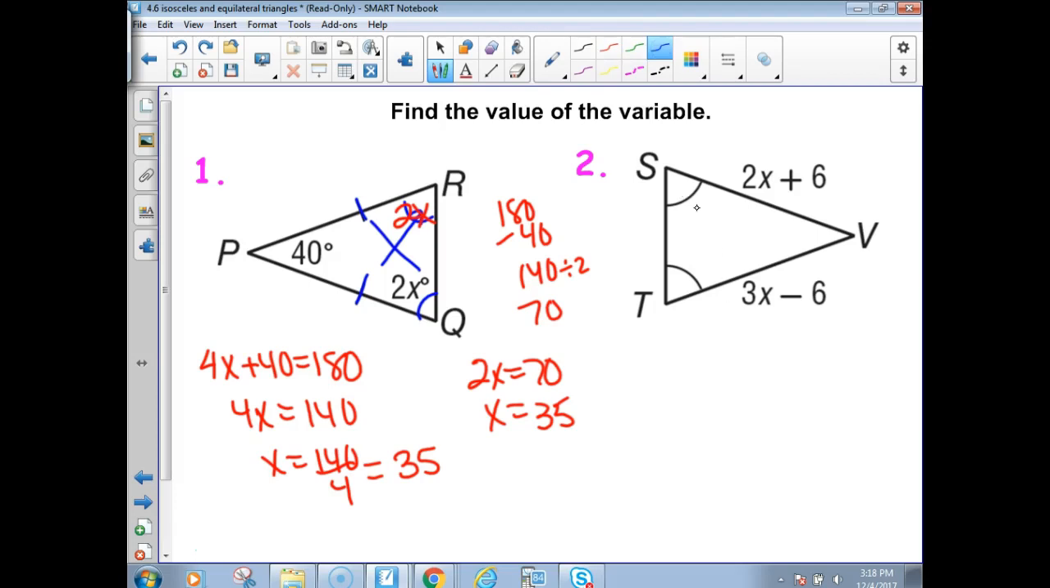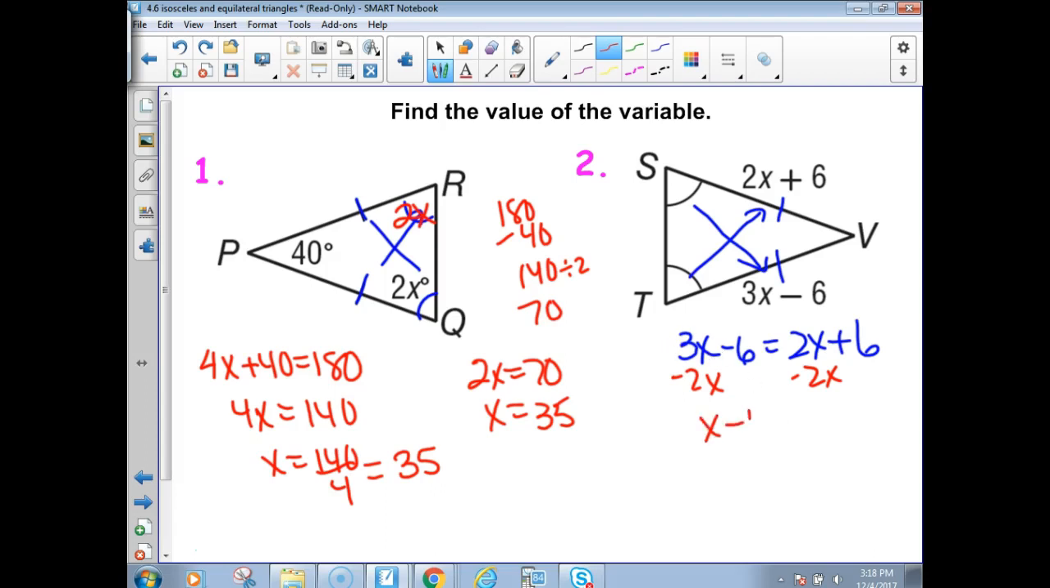All right, this one has two congruent sides, which means the angles across from those sides are congruent. The sides across from those angles would be congruent. So 3x minus 6 equals 2x plus 6 is your setup. Okay, now you know the algebra. Don't be thinking that those 6's are going to cancel each other out, because they're not. We got x minus 6 equals 6, and then you would add 6 to both sides, not subtract. So x would be 12.